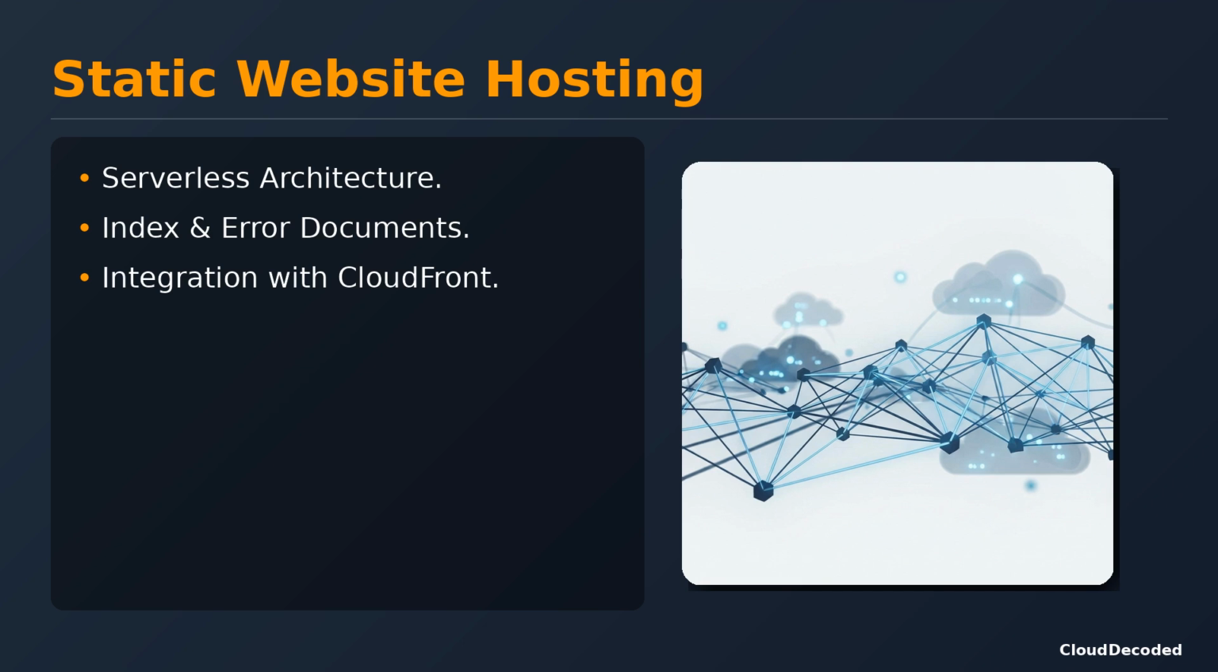A classic S3 use case is static website hosting. You can host HTML, CSS, and client-side JavaScript apps directly from a bucket without any web servers. Just configure an index document and an error document. For a production-grade site, pair this with Amazon CloudFront to serve your content via HTTPS with low latency from edge locations worldwide, giving you a highly scalable, serverless web hosting solution.